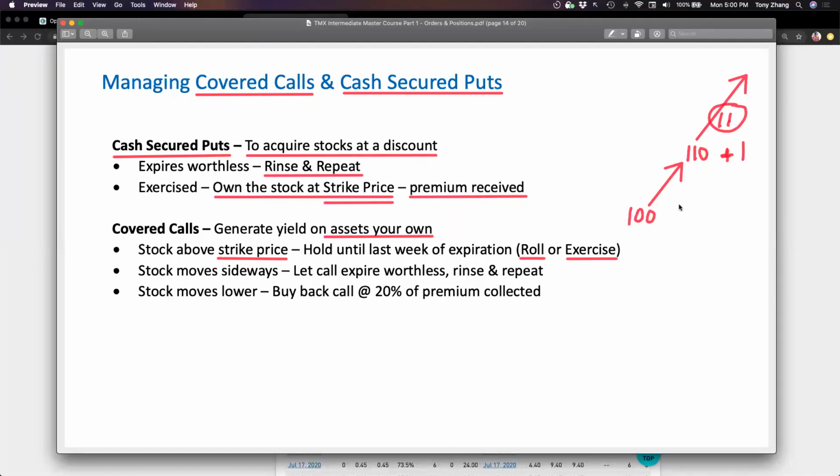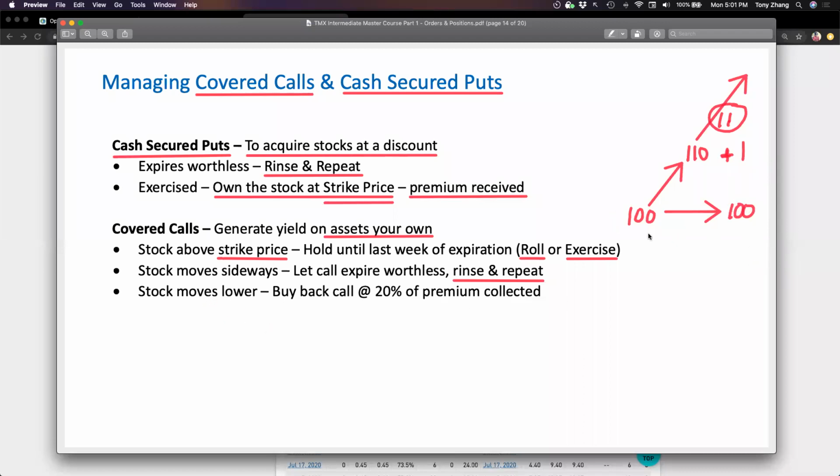The second outcome is the stock moves sideways. So you think the stock's going to go to 110, but instead it just trades sideways. And let's say at expiration, the stock is still at 100. Now the call that you've sold expires worthless, so you keep that $1. And what you do is you sell another covered call. Maybe you sell another 110 call, collect another dollar, and hope that next month the stock rallies up to 110. But regardless, you get the choice at that point as to what you want to do.